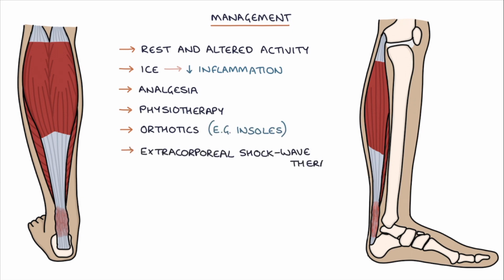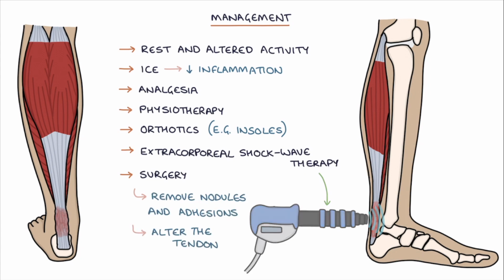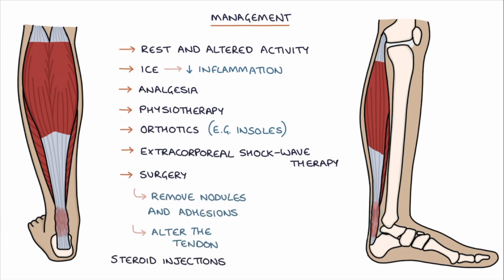extracorporeal shockwave therapy or ESWT may be helpful, and surgery may be helpful where other treatments fail, and this is used to remove nodules and adhesions or alter the tendon. Steroid injections into the Achilles tendon are avoided due to the risk of tendon rupture.